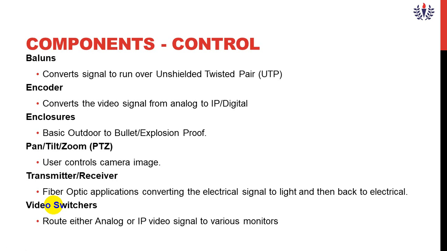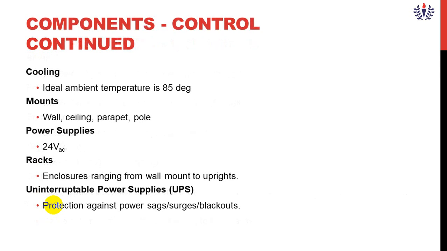Okay. Now we can see some more that we need. When you are fixing the parameter, we have to see the ambient temperature of the particular location. That is nothing but the cooling parameter. In the camera, there is an option called cooling parameter. Normally, in a CCTV, the ideal ambient temperature is 85 degrees Celsius.